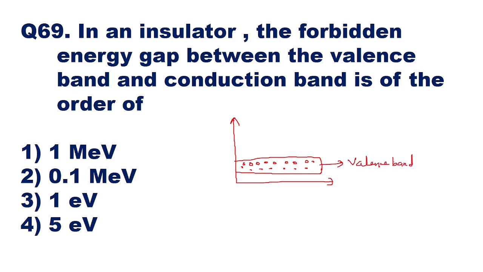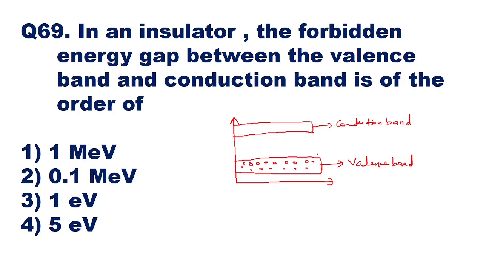Now, because it is difficult for a valence electron to become free so easily, the conduction band is shown a little far in the energy band diagram for an insulator. So this is your conduction band. Now we know that a conduction band is a band having the energy associated with all the free electrons.